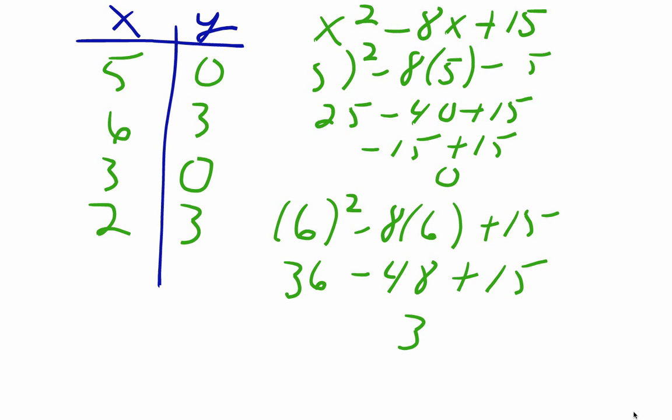Now, of course, you can see that there's a pattern, 0, 3, 0, 3, because I went 2 points to the right and 2 points to the left. And since my graph is symmetrical, you're going to have the exact same y-coordinates there, because the line of symmetry makes that the same on both sides. Alright, so now I have the coordinates 5, 0, 6, 3, 3, 0, 2, 3.